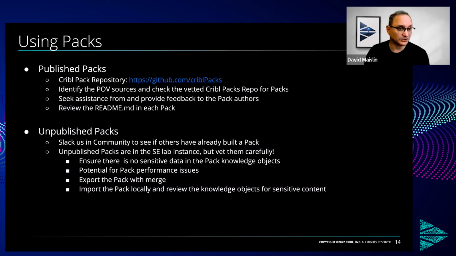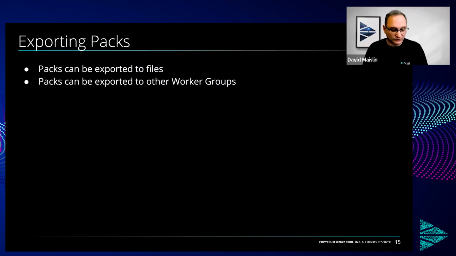Again, as I said, we have published packs, and then there are plenty of unpublished packs, mainly because of time and resources, and maybe the lack of available sample data. We wrote a pack to test something, but we never published it. It's always good to say, hey, I'm working on something, VPC flow logs for AWS, and save yourself some time. First, look in Cribl packs and see if it's there. If it's not there, go to our community and ask. You want to make sure you don't do redundant work that other people might have already done. You can export packs to files, and within a distributed Logstream environment, you can also export packs to other worker groups right from the UI.